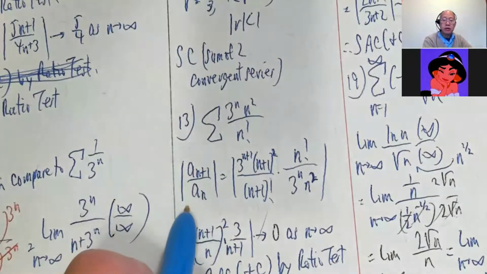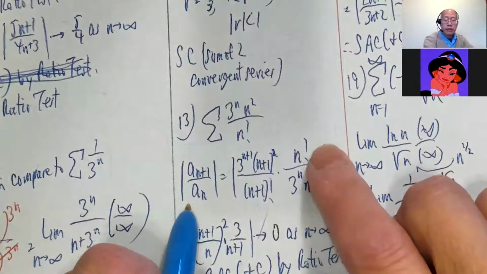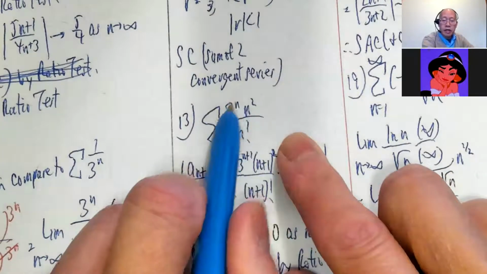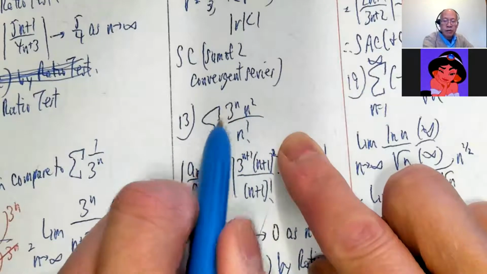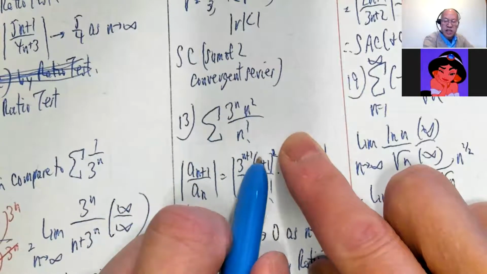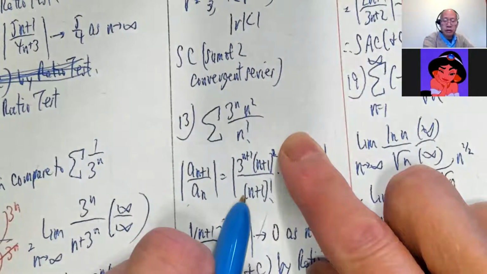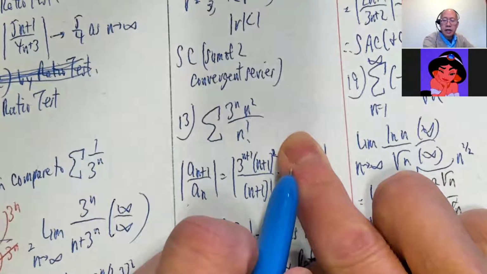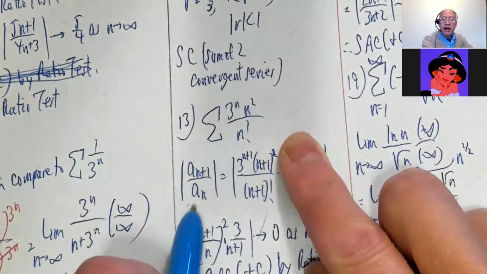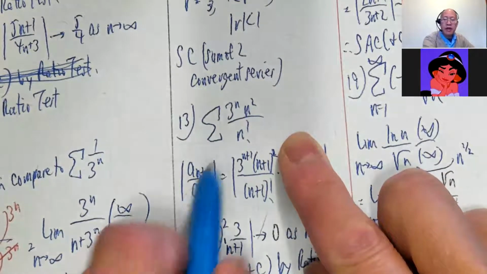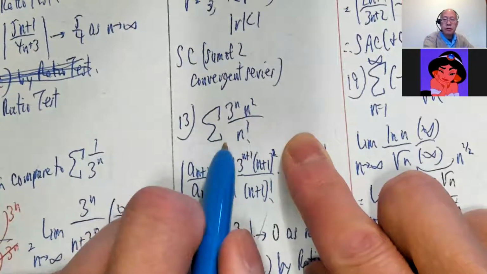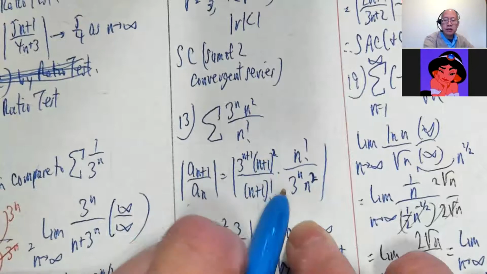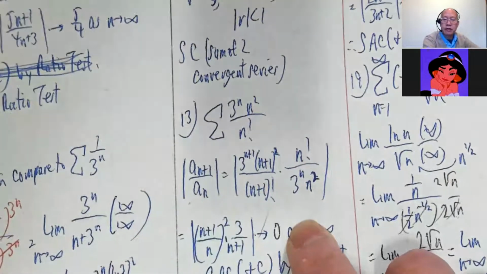So a sub n plus 1 over a sub n. Okay, so remember how the ratio test works. Keep this orientation, except everywhere you see n, make it n plus 1. So 3 to n plus 1 in parentheses squared over n plus 1 factorial. And do you remember what happens on this side? If I divide by a sub n, divide by the original, just quickly multiply by the reciprocal. So I flip this, n factorial, 3 to the n squared.